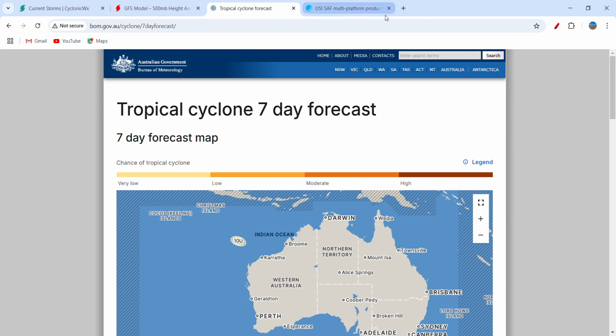Good afternoon, everybody. We're back with another video, and we're going to be going over Tropical Low 10U, which is what the Bureau of Meteorology of Australia has marked. Not now, actually, they've marked it a couple of days ago. But we'll be going over its evolution, its potential chances for development, and what we might see over the next 5, 7 or so days.